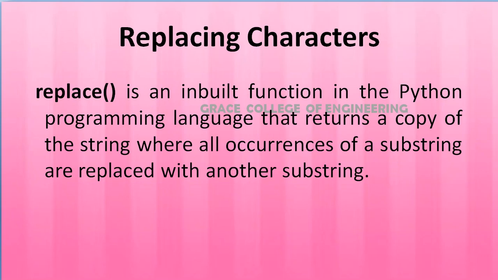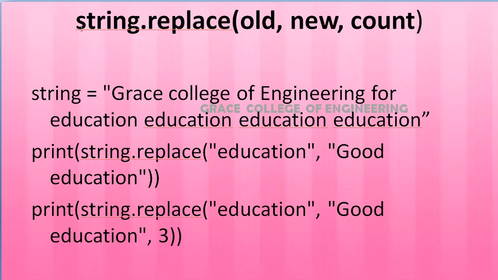Replacing characters. Python has a built-in replace function that returns a copy of a string where all occurrences of a substring are replaced with another substring. The syntax is string.replace(old, new, count). Old is the substring you want to replace, new is the substring that will replace the old one, and count is the number of times you want to replace it. Count is optional.